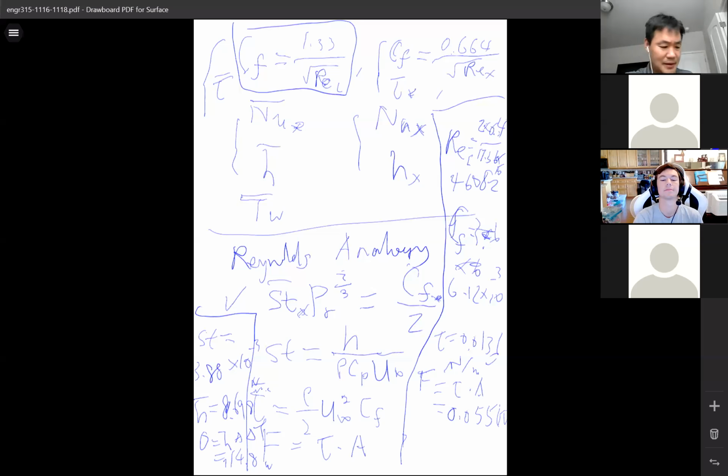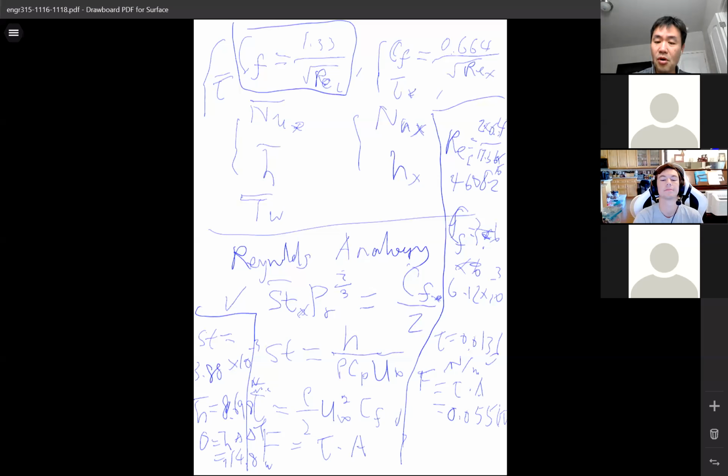Dr. Zhang. Yes. How did you get this shear stress? Shear stress is half rho u square CF. See, I told you the equation here. Half rho u square CF.